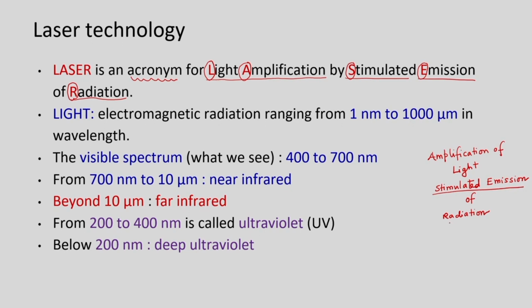So, we will be learning what is the meaning of stimulated emission today and why it is essential to have the stimulated emission. So, light, as we know, is just an electromagnetic radiation which is having a wavelength from about 1 nanometer to 1000 micrometer. So, light is a type of radiation which is having a wavelength from 1 nanometer to 1000 micrometer, which is quite a wide range.